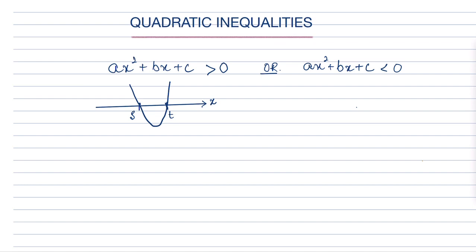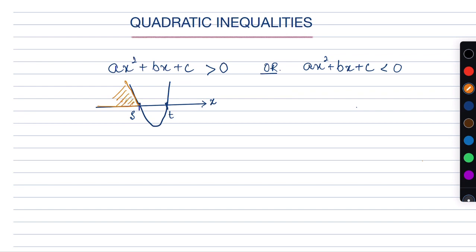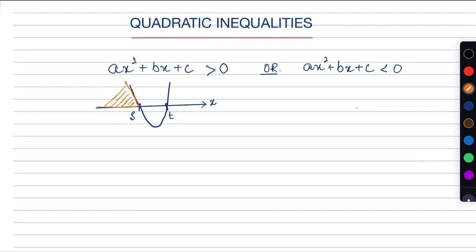If this quadratic expression is greater than 0, then we are talking about all the x values for which the y values of the curve are positive, and therefore above the x-axis. This is the region we shall be talking about.